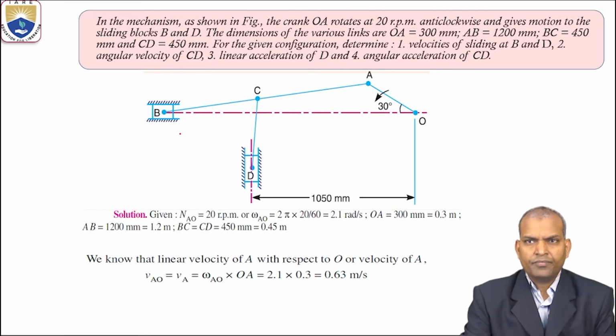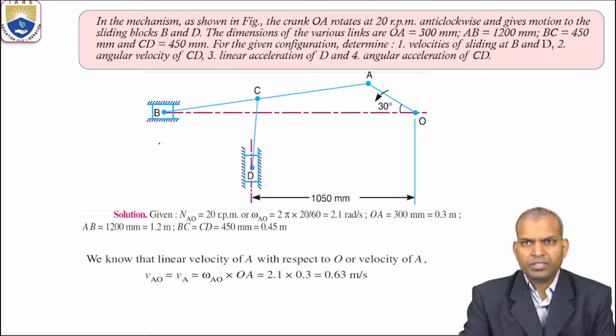We have taken the mechanism of the double-slider crank chain. The crank OA rotates at constant angular velocity, 20 revolutions per minute in anti-clockwise direction, and gives motion to sliding blocks B and D. The dimensions of the various links are OA equal to 300 millimeters, AB, the connecting rod length, equal to 1200 millimeters, and the parts of the connecting rod, BC and CD, equal to 450 millimeters.